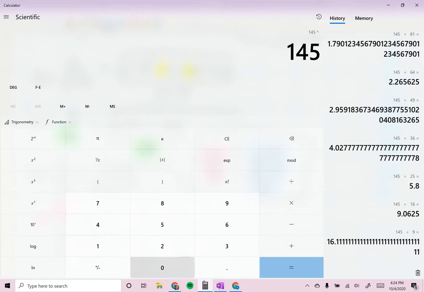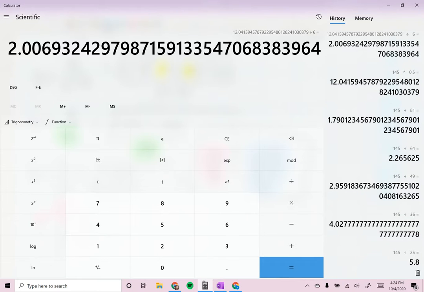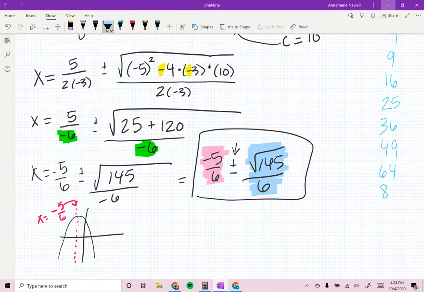145. Square root of that is about, well, it's like 12, but like a little bit more than 12. And I'm going to divide by 6. And I get about 2. I'm actually going to use 2.007. Why not? So what this is about is -5/6 plus or minus 2.007. Let's also use decimals for -5/6.